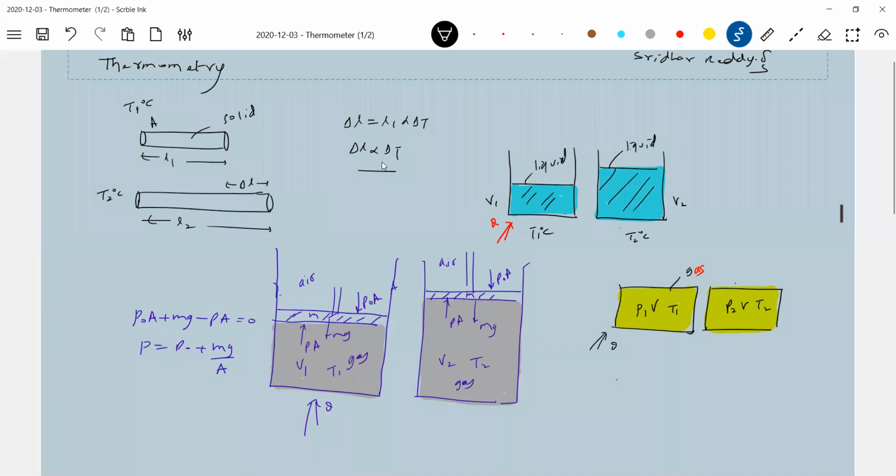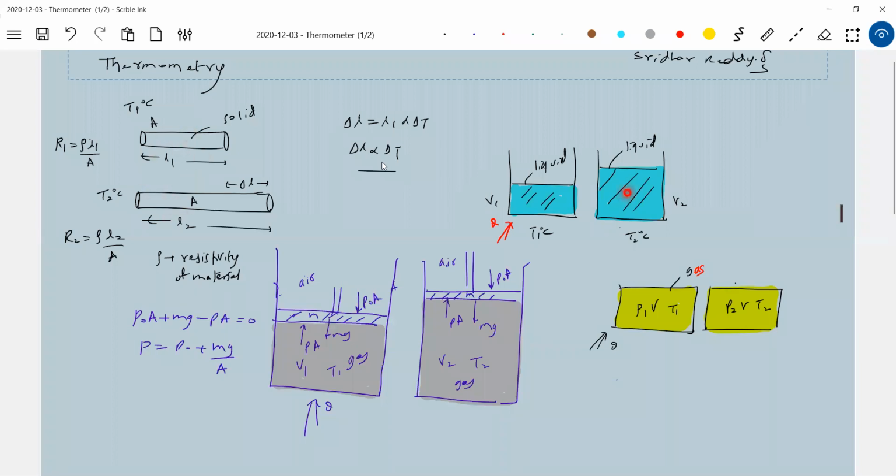Area of cross section is A. Now also it is A. And what is the resistance of this? Resistance is rho, resistivity, into L1 by A. And here, rho L2 by A. What is rho here? Resistivity of material. For different materials, it will be different. So now I do have a different methodology. What is that? By changing length of a solid, I can measure the change in temperature. This is nothing but resistance thermometers.